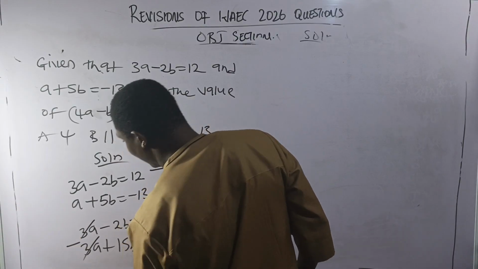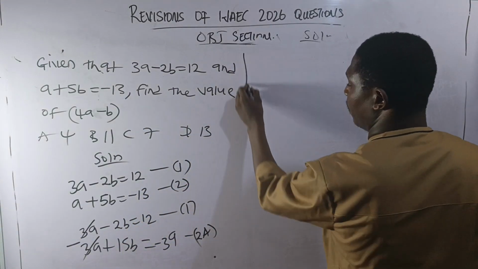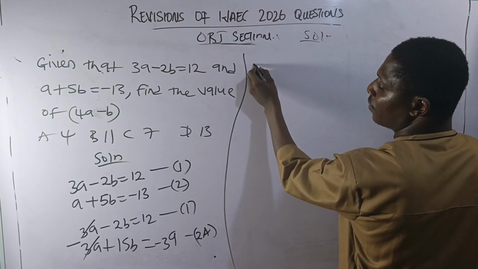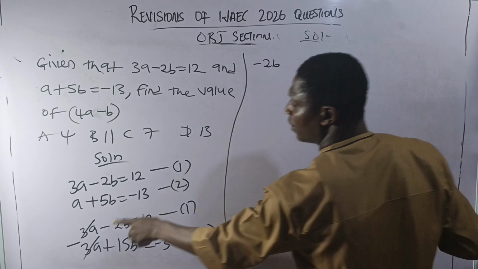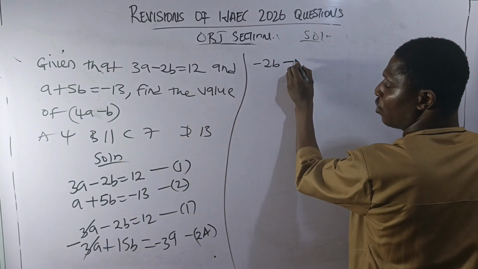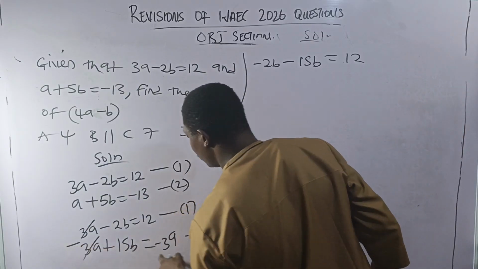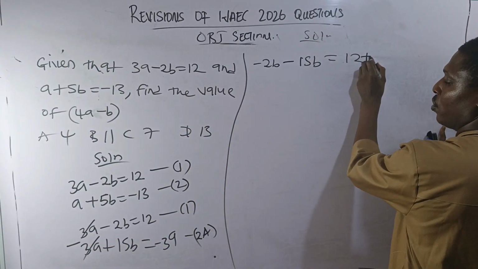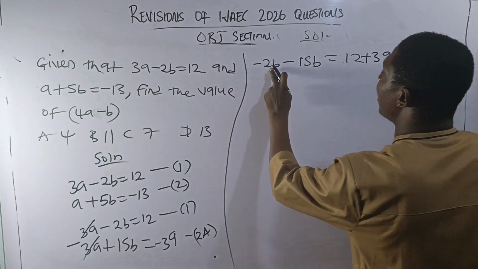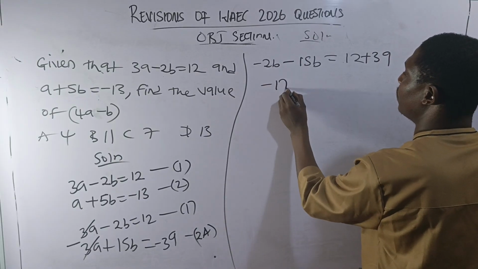If I subtract this, we cancel this, and I'll simply have minus 2b. Minus plus is minus. I'll have 15b equals to 12. Minus minus is plus. So I have plus 39. Minus 2 minus 15 will give me minus 17.